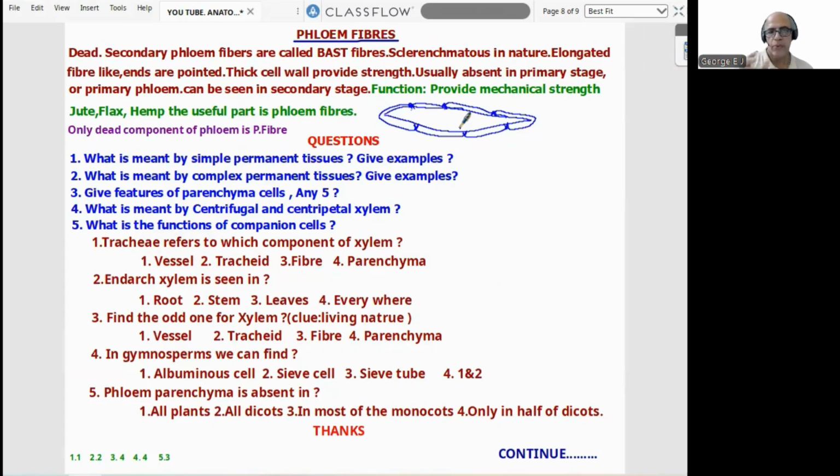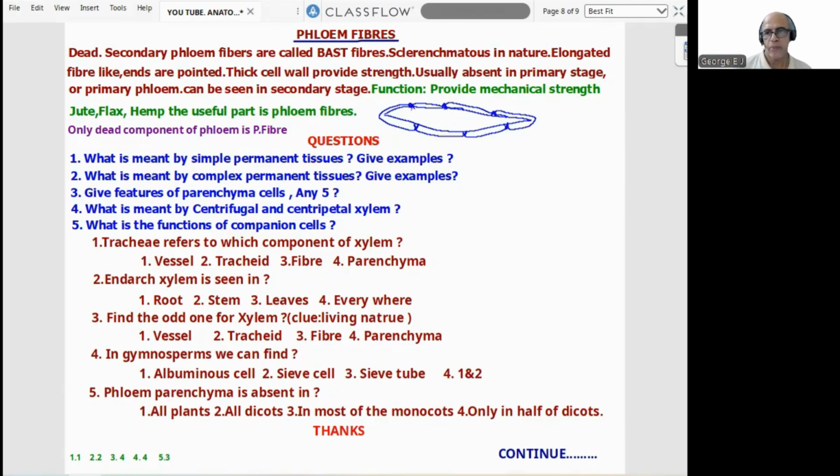Typical examples for phloem fibers, the economic aspects of jute, flax, hemp. The useful part is phloem fibers. Secondary phloem fibers are always called bast fibers. And phloem fiber is the only dead component of the phloem. The other three are living. In xylem, three are dead, only parenchyma is living. Now, as usual, 5 theory questions, 5 NEET model questions with the key.